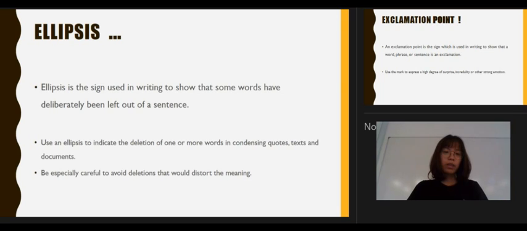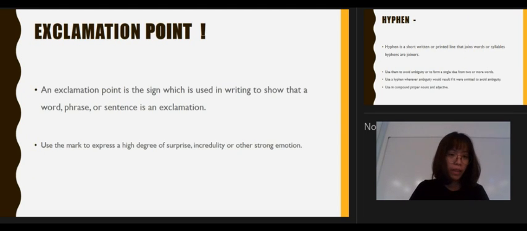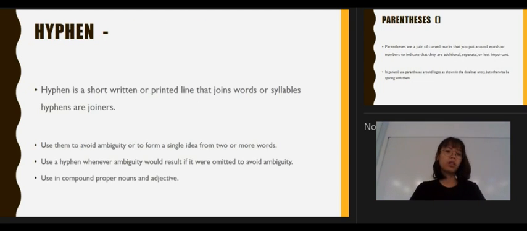The ellipsis is the sign used in writing to show that some words have deliberately been left out of a sentence. Use an ellipsis to indicate the omission of one or more words to condense quoted text and documents. Be especially careful to avoid deletion that would destroy the meaning. The exclamation point is the sign used in writing to show that a word, phrase, or sentence is an exclamation. Use the mark to express a high degree of surprise, incredulity, or other strong emotions.